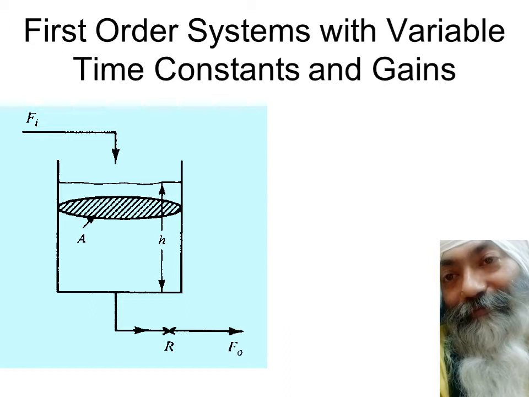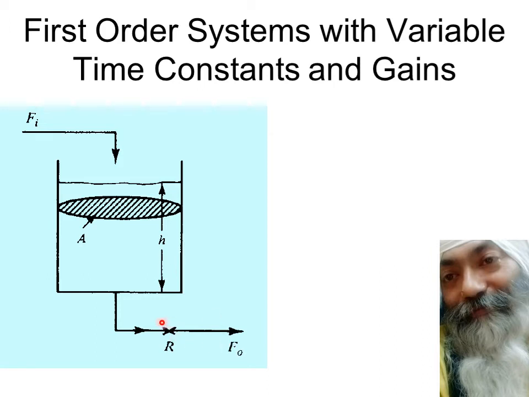So this time we are going to discuss the first order systems once again, but with variable time constants and gains. How this variation comes around is, if we focus again on this resistance. Earlier, this resistance was a constant, linear resistance, in the sense that F naught was directly proportional to H.